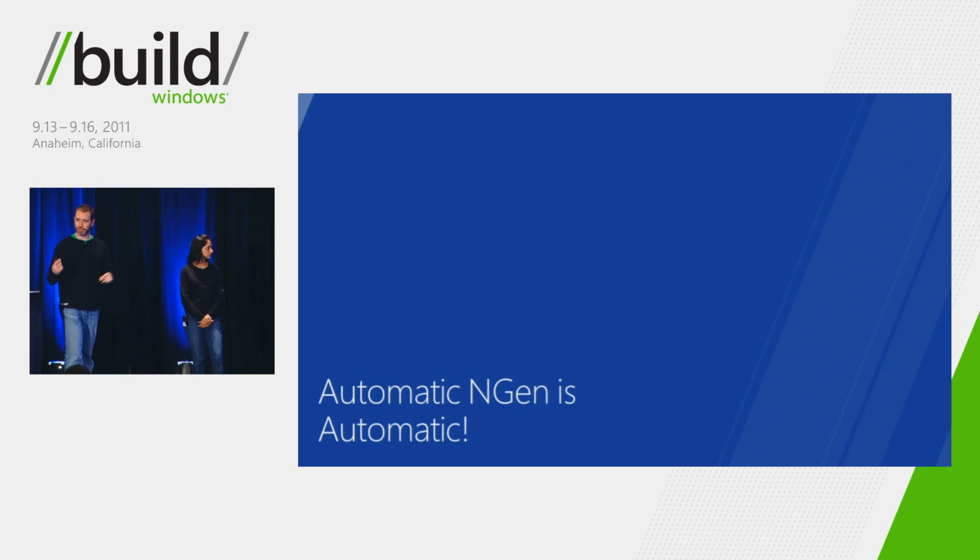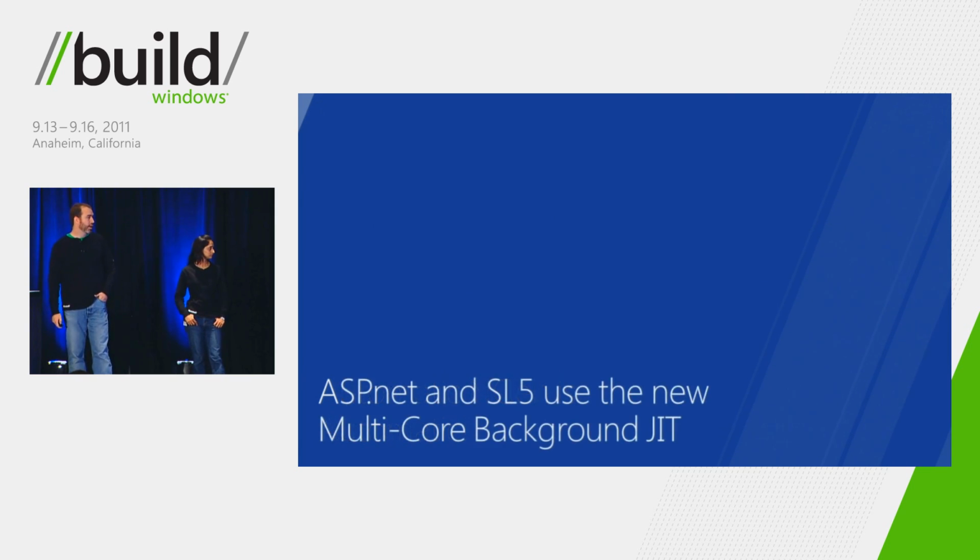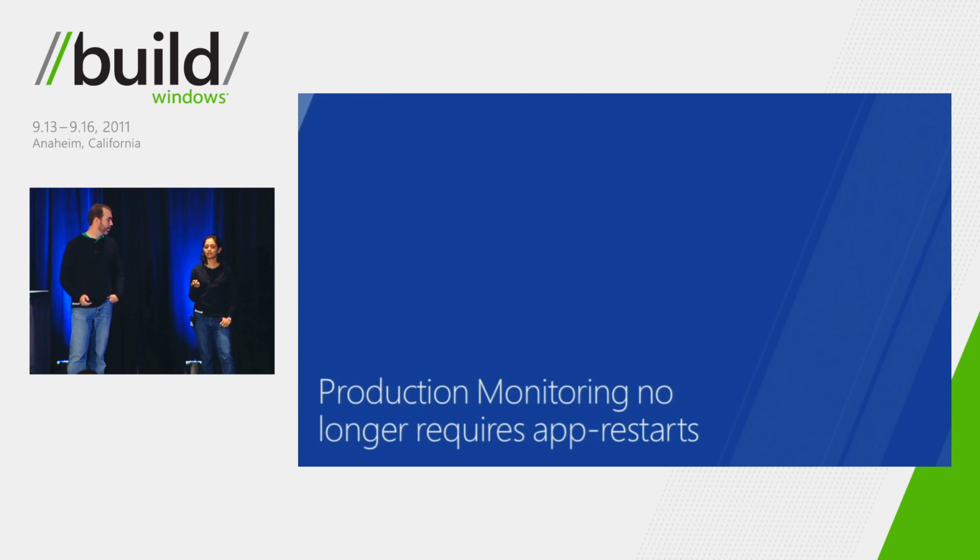And in the extreme case, where I talked about you've got multiple frameworks, 3.5 and 4.0 on the box, and you've got 32-bit and 64-bit, in that extreme case, we save up to half a gigabyte of space. So we really reduce the footprint of the .NET Framework. ASP.NET and Silverlight 5 are both using multi-core background JIT, and you can use that in your own scenarios. I talked to a gentleman last night about how he could use this in his scenarios. I think the Silverlight 5 RC bits were released just recently, and that is using this already. And production monitoring no longer requires app restarts.